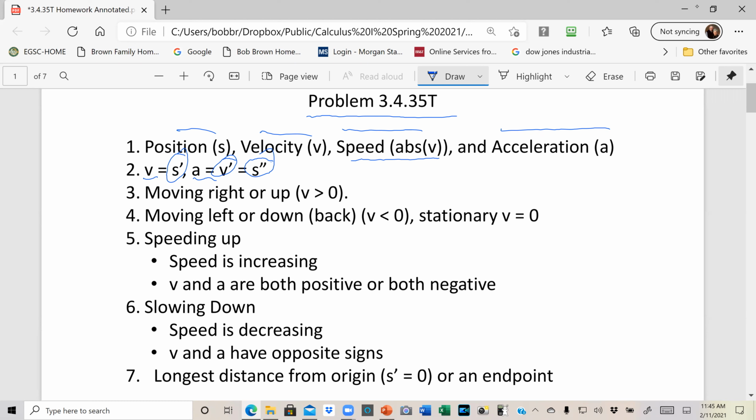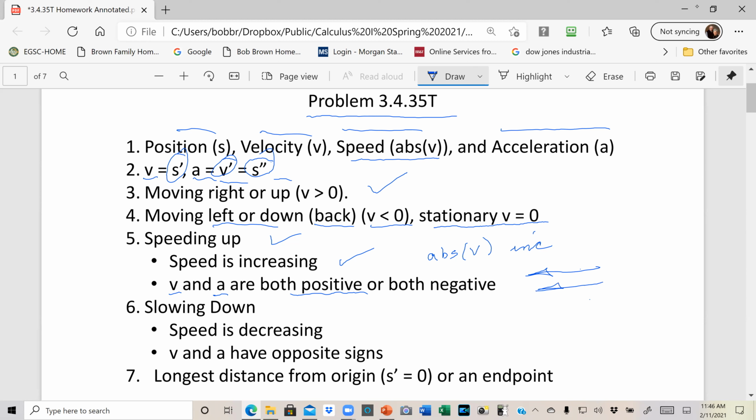It'll be speeding up if the speed is increasing. That is, if the absolute value of the velocity is increasing. Another way to look at it is if the velocity and the acceleration are both positive or both negative. That means if you're, say, going to the right and the acceleration is positive, then you are speeding up. If you're going to the left and the acceleration is negative, you're also speeding up. You're going faster to the left.